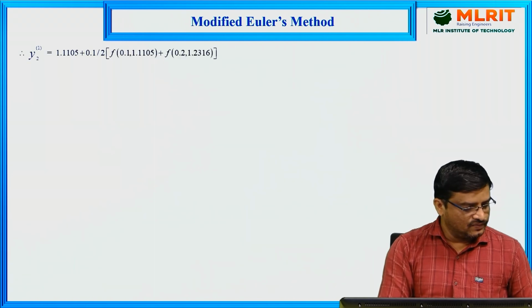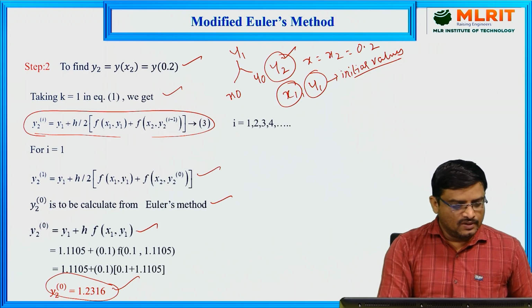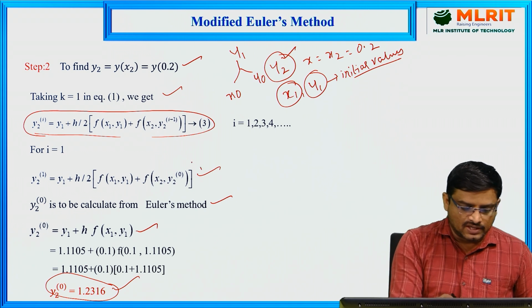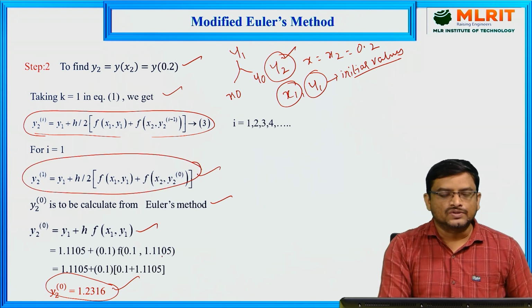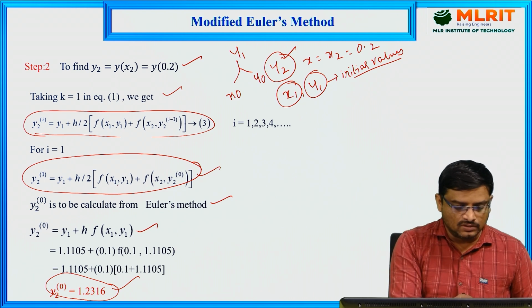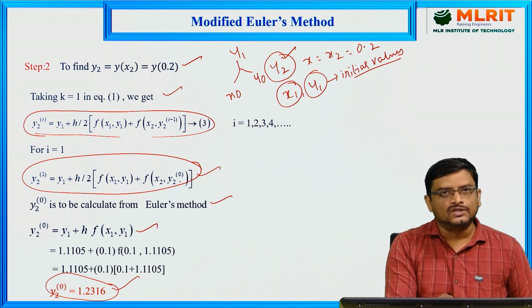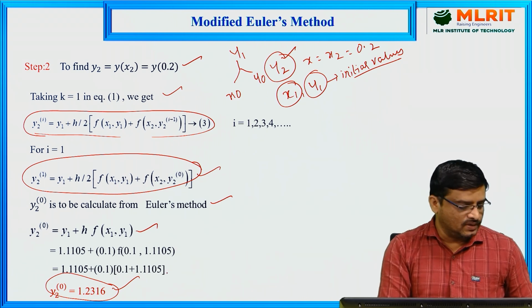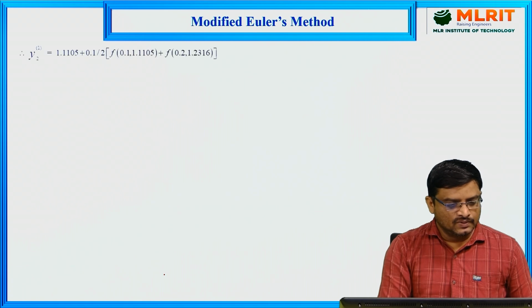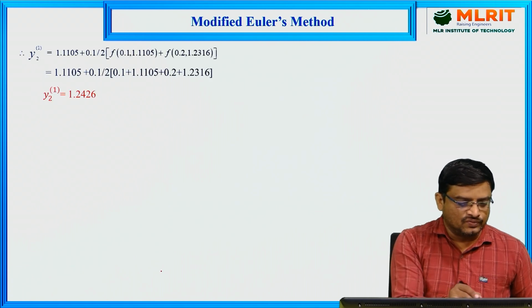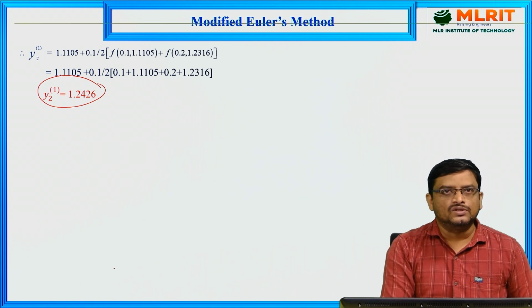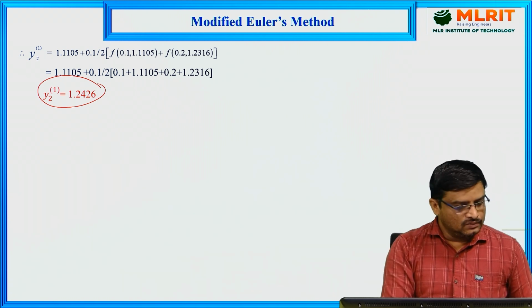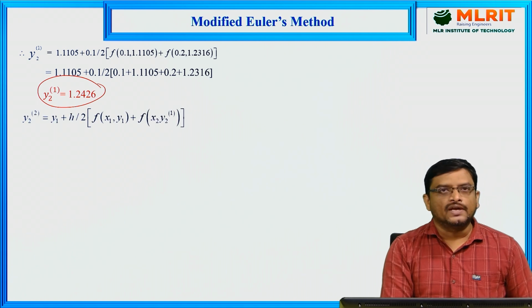So we have the formula to find out this first approximation. This is our standard formula to find out the first approximation of y2. Substitute the y1 value, h value, x1, y1, x2, and the initial approximation of y2 in this formula. So we'll get these values. Finally we'll get the first approximation of y2 is equal to 1.2426. Now we have to go for the second approximation.